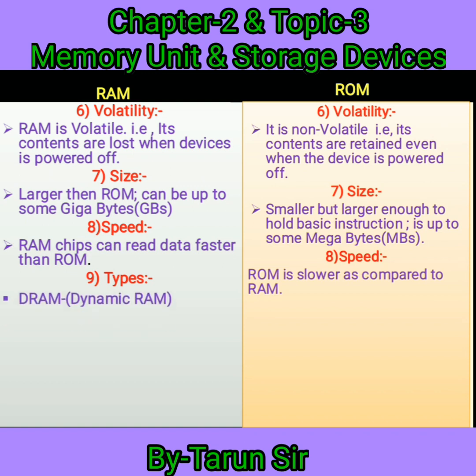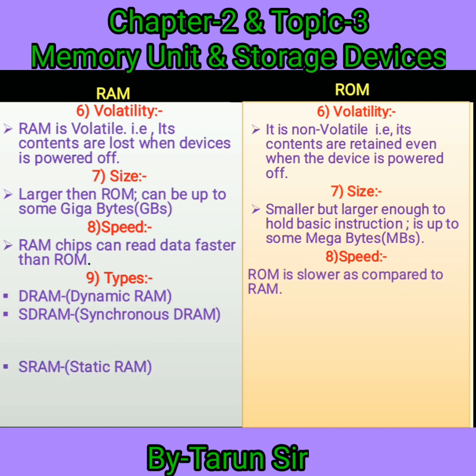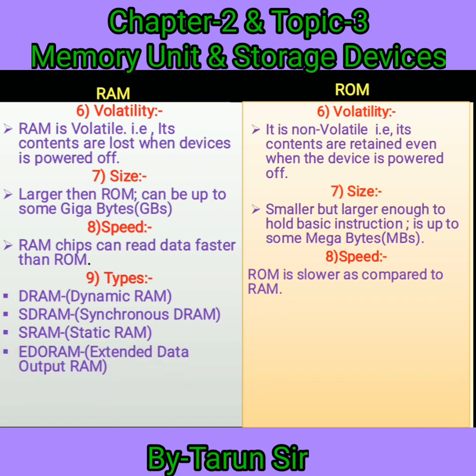First type is DRAM, dynamic RAM. Second, SDRAM, synchronous dynamic RAM. And third, SRAM, static RAM. And fourth, EDO RAM, extended data output RAM. And fifth, DDR SDRAM, double data rate SDRAM.